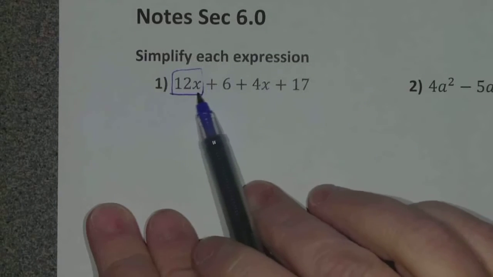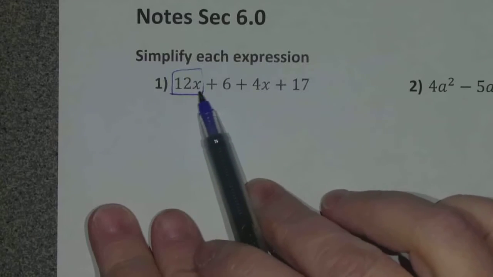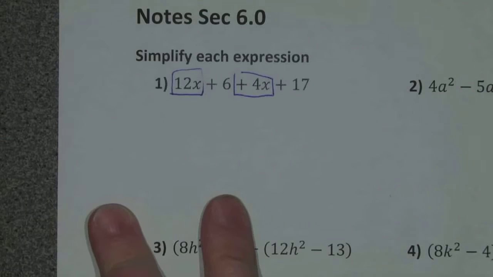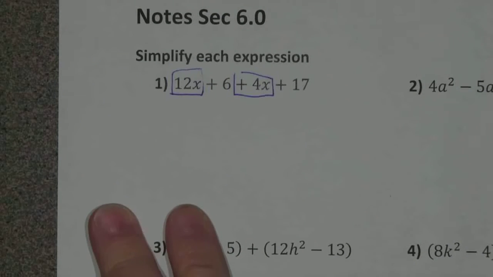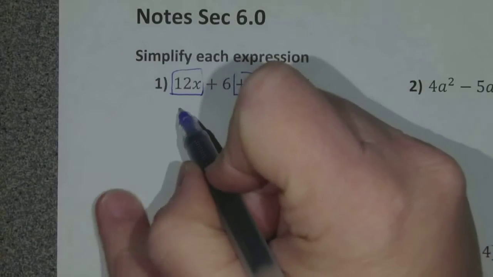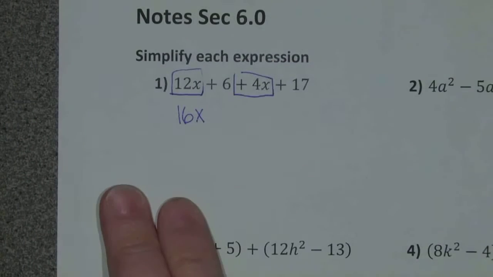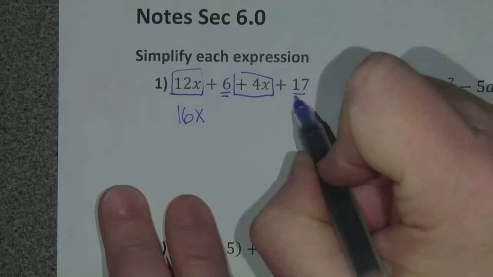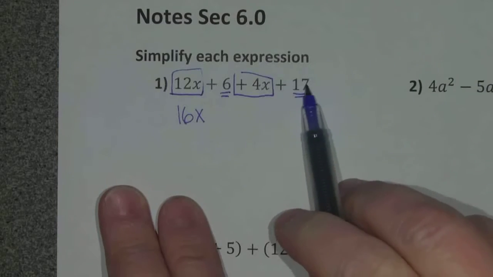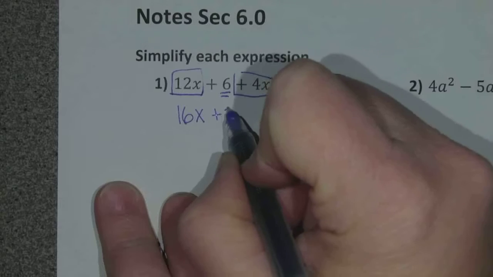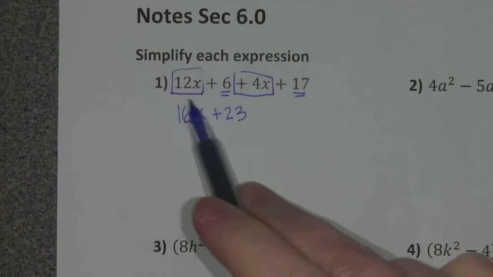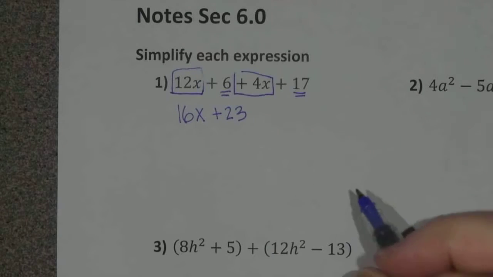If I want a like term to go with this 12x, I have to find a term that has exactly the same variable. The term with exactly the same variable is the x, so 12x plus 4x. I'm going to add those two numbers together to get 16, and then I'm simply going to rewrite the x. I'm going to do the same thing with the numbers. I have a positive 6 and a positive 17. I'm going to add those together to get 23. So that's one method where you can do this. You can just box out like terms, underline like terms, that kind of thing.